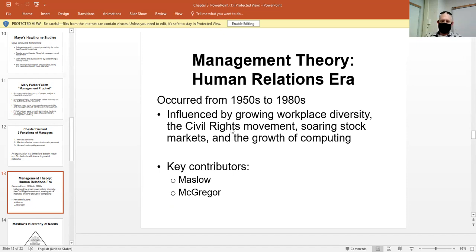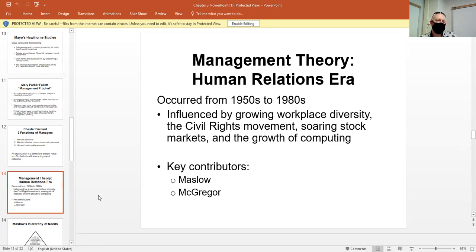Influenced by the growing workplace diversity, the civil rights movement, soaring stock markets, and the growth of computing. So things are becoming more artificial intelligence based, where everything is not by hand. You're starting to find factories that have equipment that are doing things for us. Some key contributors, Maslow and McGregor.